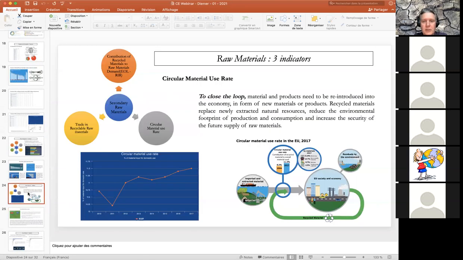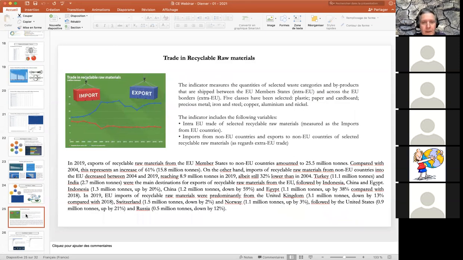If you talk about raw materials, you understand that the circular material use rate is very important. But I would like to focus on trade in recycling because this is a big deal for circularity. If you check today the trading of Europe, the way to understand import and export of recycling raw materials, I just remind you that we have many categories of waste. All the categories are inside: plastic, paper, metal, iron, steel, copper. So we have a bunch of materials. At the same time, we try to understand how Europe trades this.